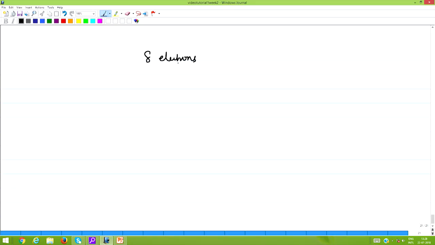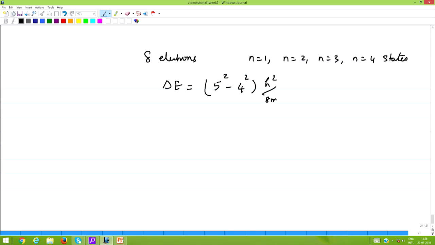Now, there are 8 electrons conjugated. Each double bond has 2 electrons which are mobile, and therefore, the 8 electrons will occupy n equal to 1, n equal to 2, n equal to 3, and n equal to 4 quantum states. Therefore, the delta E is the difference between the energy of the lowest unoccupied level, which is n equal to 5 squared, minus the highest occupied level 4 squared, times h squared by 8 m L square. This you already know, and this is nothing but 25 minus 16. So, this is about 9 times h squared by 8 m L square.